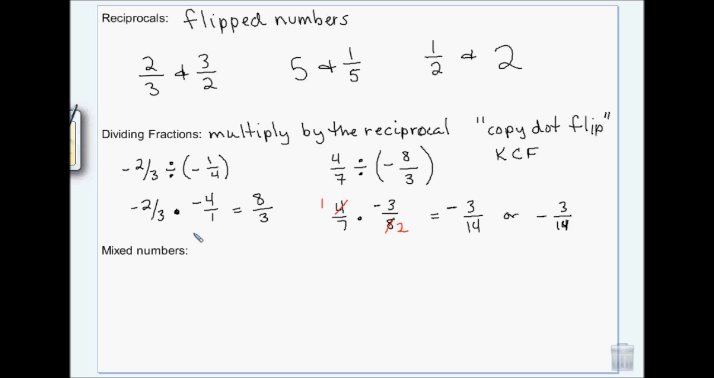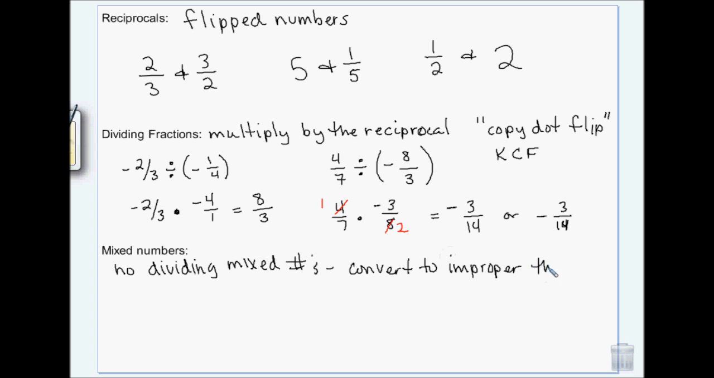Okay. Mixed numbers is the same rule. So you're going to convert them to improper fractions, then divide. Does anybody want to see one of those?